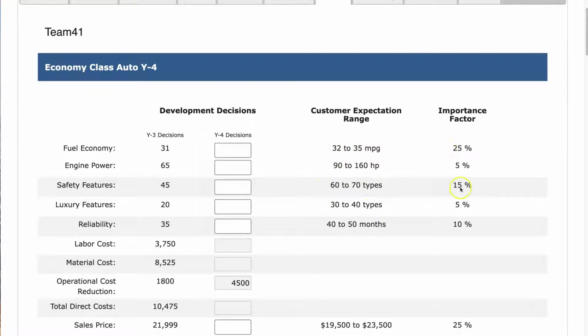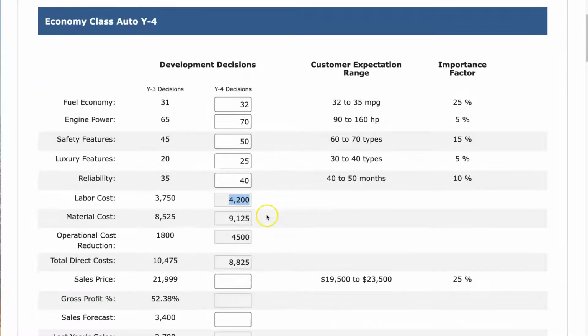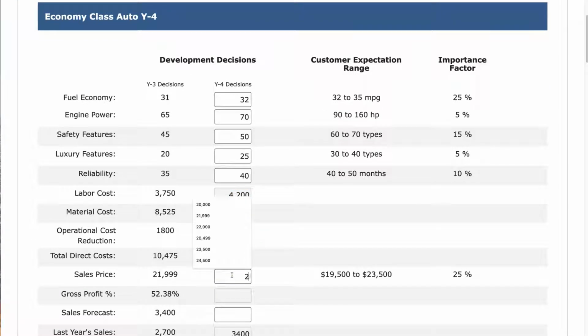The importance factor stays the same, but customers keep wanting more and better. So I'm going to design my car with an idea to keep improving my vehicle over last year. So I might not be tremendously better, but I want to make sure I'm always improving it. So let's see. Okay, so this is great.